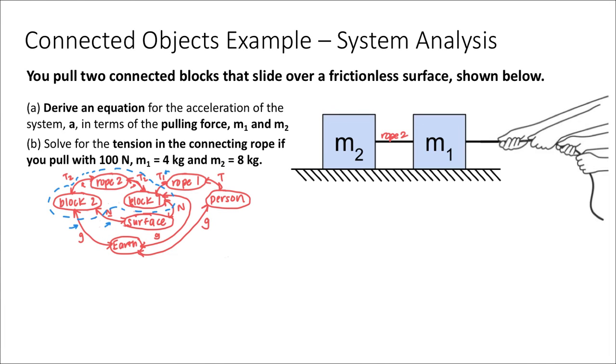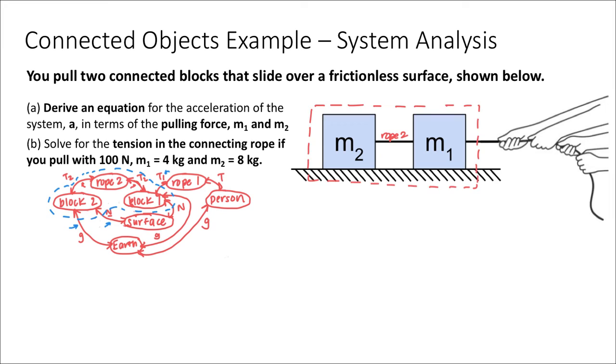I also did not include rope 1 in my system because rope 1 is the only object that exerts an external force on the system. And so if I included rope 1, or even the person, in my system, I wouldn't have any way to solve for the acceleration, right? I need to have an external force to change the acceleration of an object. So I'm only including blocks 1, 2, and rope 2 in my system.